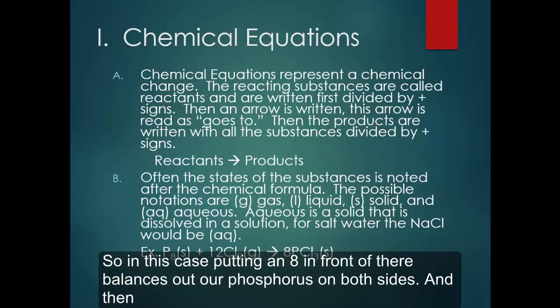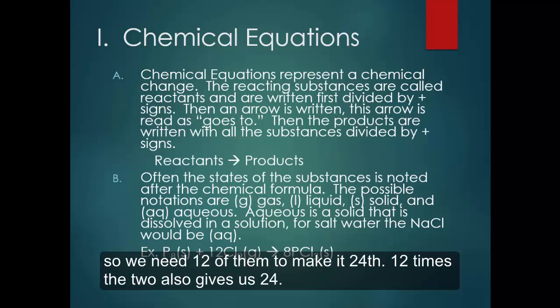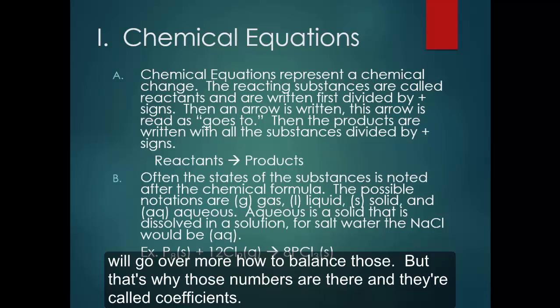So in this case, putting an 8 in front of there balances out our phosphorus on both sides. And then 8 multiplies by your subscripted 3, so we have 24 chlorines in our product here. So we need 24 chlorines. They come in 2s, so we need 12 of them to make it 24 because 12 times 2 also gives us 24. We'll go over more how to balance those, but that's why those numbers are there, and they're called coefficients.